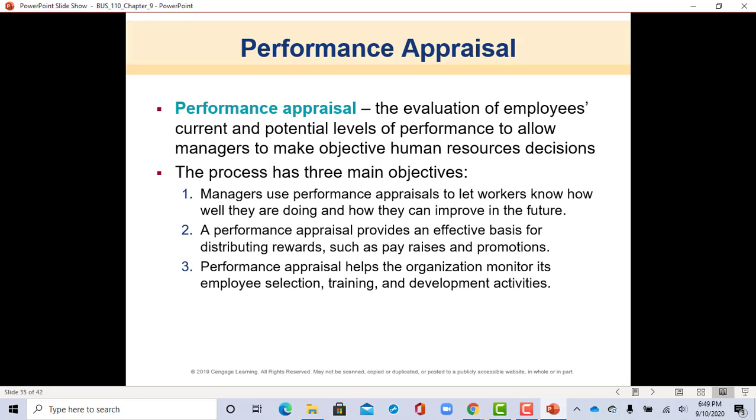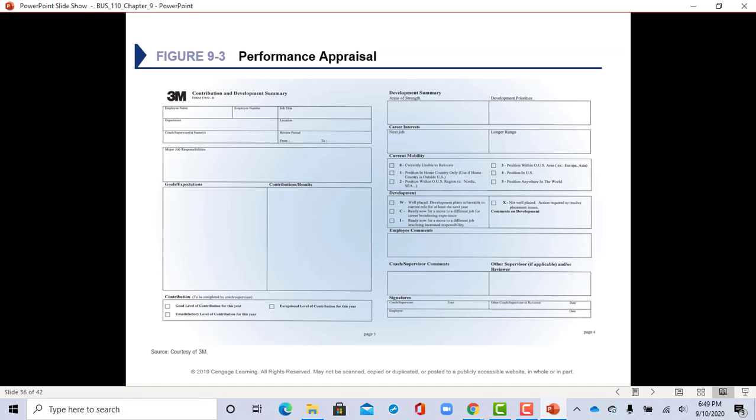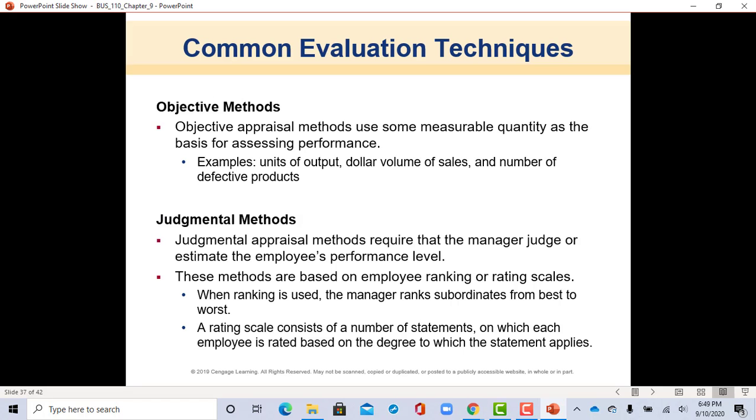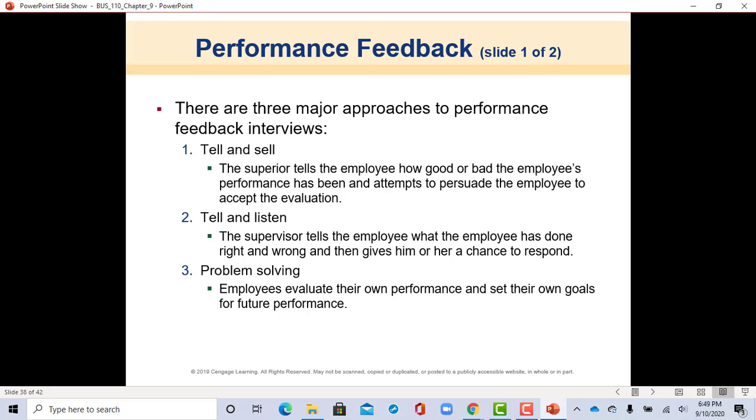And then performance appraisal. If large numbers of employees perform below expectations, the firm may need to revise its selection process or training. This is what a performance appraisal might look like. The techniques and methods for appraising employee performance are either objective or judgmental in nature. No matter which appraisal method is used, managers should discuss the results with the employee after completion.